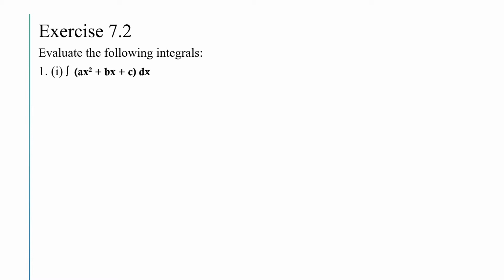Now these are the questions from exercise 7.2 of chapter 7 integrals from the book Applied Mathematics class 12 by M.L. Agarwal. So we have to integrate the following integrals. The first question is integral ax square plus bx plus c into dx. So we just now saw, using that property we can write this as a into integral x square dx, then plus b into integral x dx plus c into integral dx.